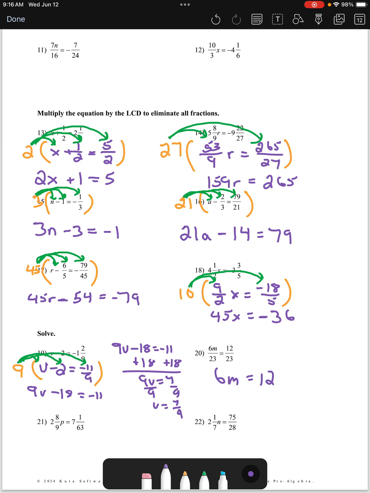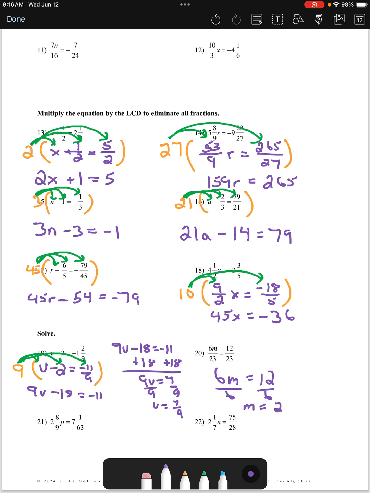If we think about how fractions work and how an equal sign works, we can immediately take this problem and say, hey, both denominators are 23. I know these fractions are equal to one another. So if their denominators are exactly the same, their numerators must be exactly the same. Set them equal, do a quick solve. M equals 2.